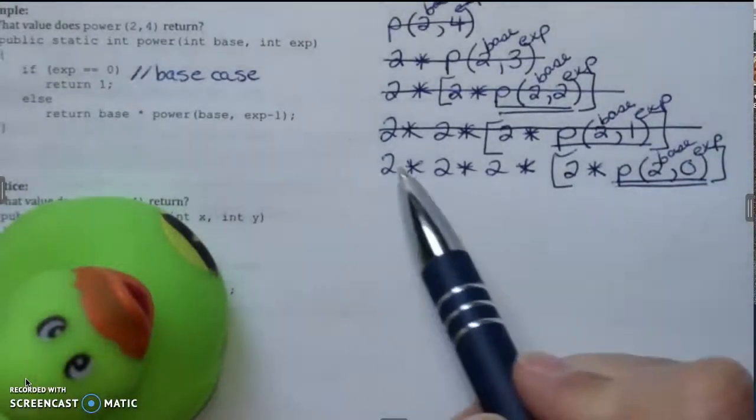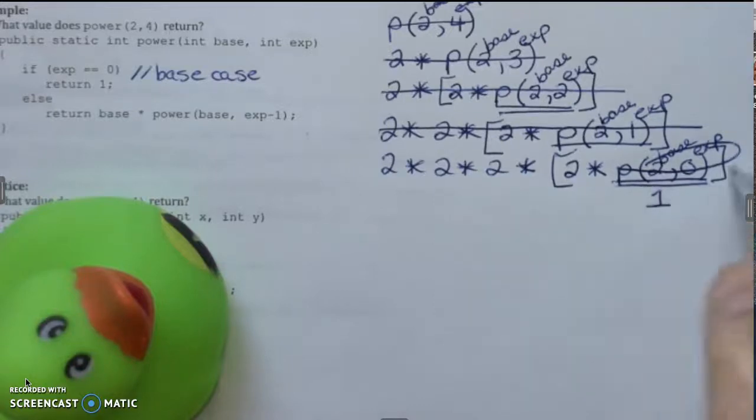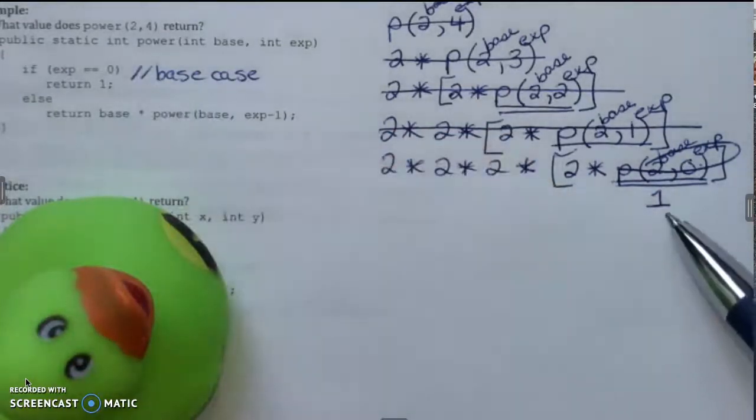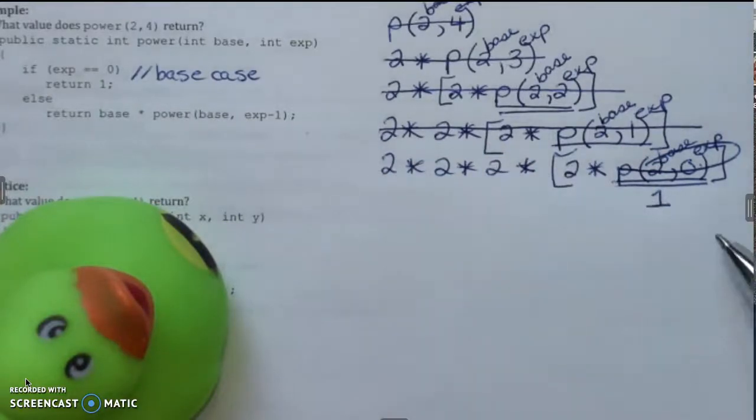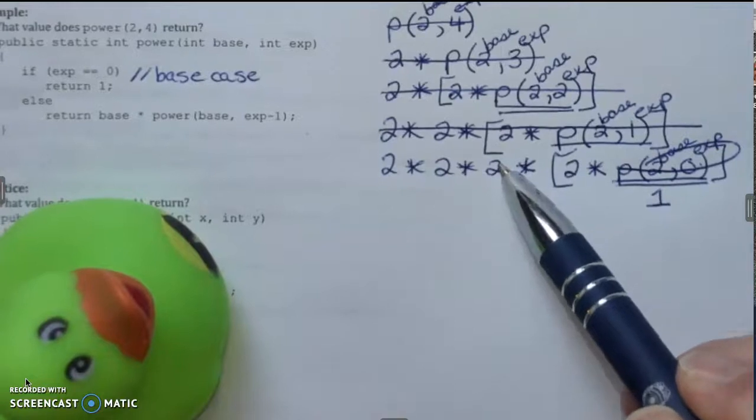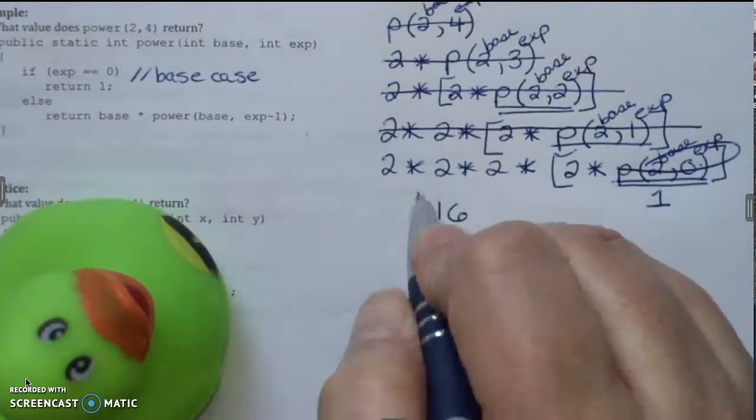I could rewrite this whole thing, or I could just cross all this out and put a 1 there, because exp is finally 0. I've hit my base case and it returns 1. So now I can start popping back off my stack. 1 times 2 is 2, times 2 is 4, times 2 is 8, times 2 is 16.